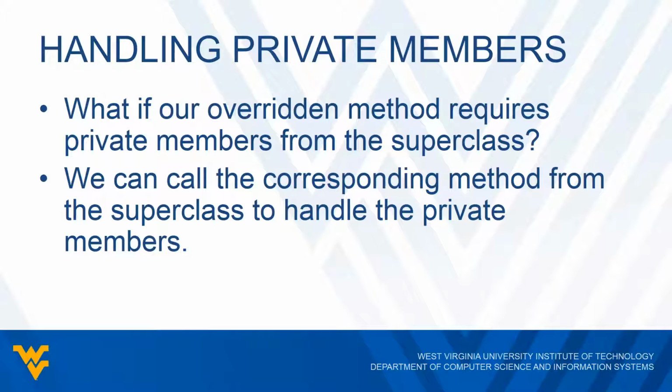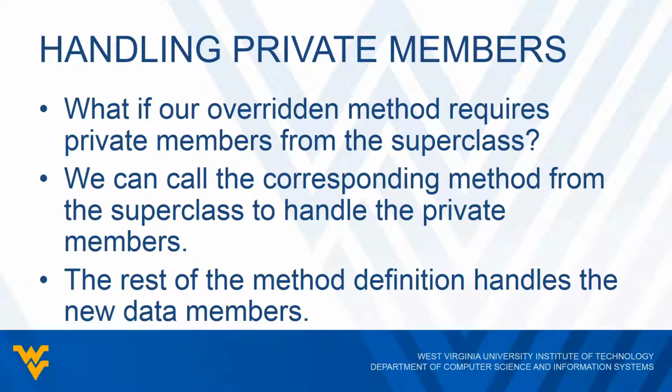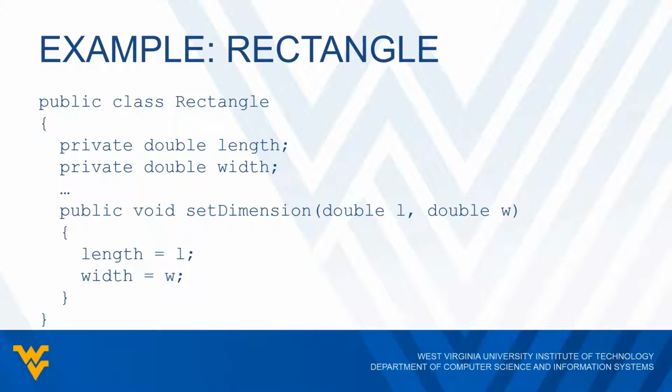So we can actually call those methods in our overridden method, and we should be able to handle those private members that way. And then the rest of the method definition can take care of the new data members. So what we would do is just call the corresponding method from the superclass. That method will take care of all the private data members. And then the rest of our method definition can just take care of all the new data members from the subclass. Let's take a look at an example to help illustrate this.